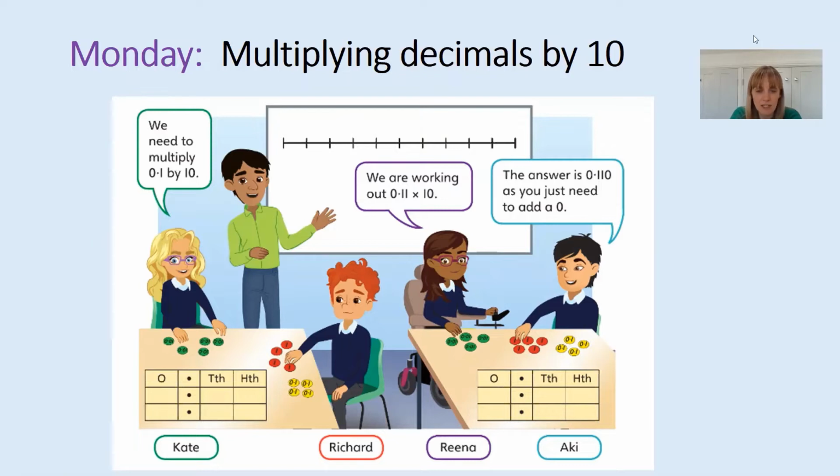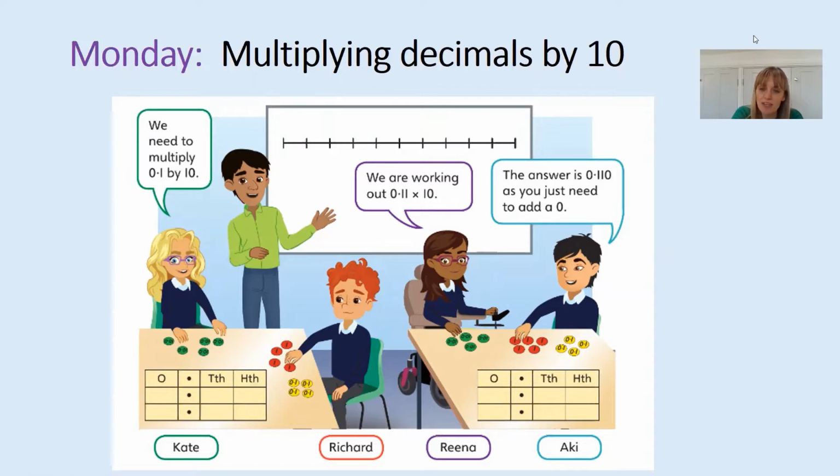Now you can see there's a picture of a classroom. This is our Discover part. We haven't done this for ages from our Power Maths. You can see there's 2 tables in the classroom. You can see Kate and Richard on one and Rena and Aki on the other. Kate and Richard are looking at multiplying 0.1 by 10, and Rena and Aki are looking at multiplying 0.11 by 10.